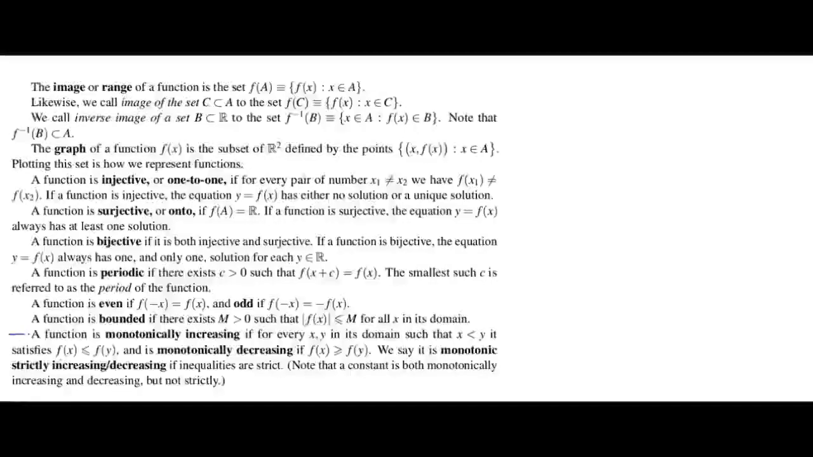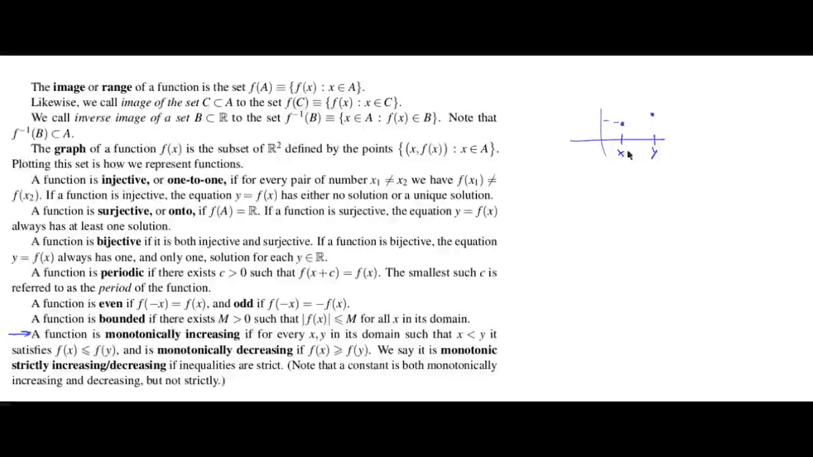Now finally, a function is monotonically increasing if for every x and y in its domain such that x is smaller than y, it satisfies f of x is smaller or equal than f of y. Okay, so if I have x and y and I have f of x, then f of y has to be greater than that or equal.